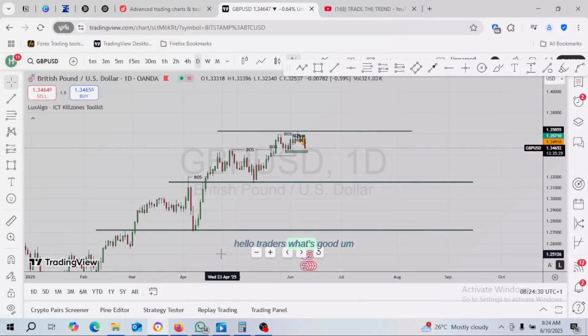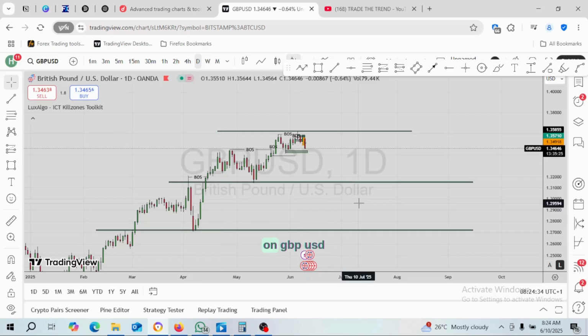Yo traders, what's good? I just got a clean sell trade on GBPUSD and I decided to break it down for you all. No fluff, just structure, confluence, and how I manage the trade from top to bottom.